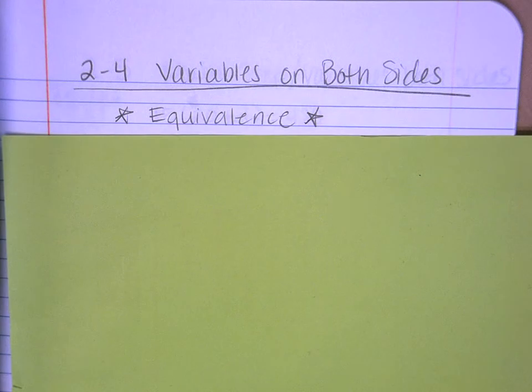Now, the key word here is equivalence. What does equivalence mean? Equal. Sure, that works. Equivalence. The same, right? So that's kind of our key word. So we're trying to make both things equal. So if we have variables on both sides, we're trying to make them equal. Okay?